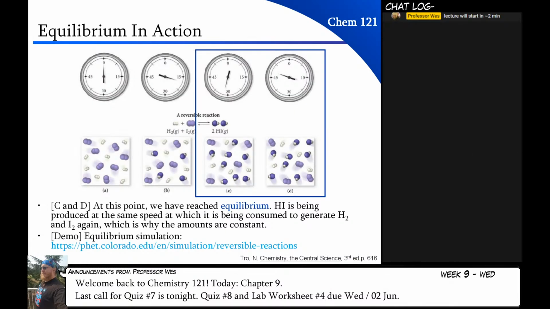But you should be able to predict that most of the stuff's going to stay on the left, right? So I have a very reactant-focused equilibrium. And that's possible too, depending on the conditions of the reaction.